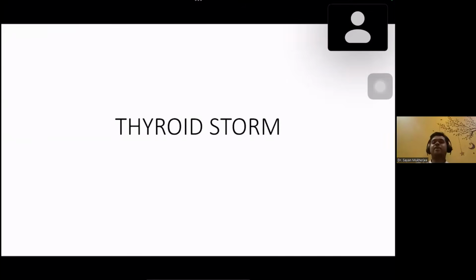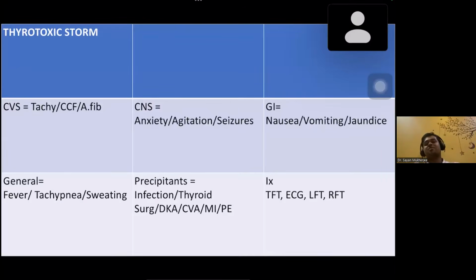The next topic is thyroid storm. I've covered it very briefly. Basically, it's hyperthyroidism leading to certain life-threatening features, you can say. I've just classified the features system-wise. So the patients will be tachycardic. And you must remember if a patient has a background of heart failure, it can precipitate heart failure due to thyrotoxicosis. And atrial fibrillation is also very common in patients of thyrotoxic storm. CNS: agitation, anxiety, things like that. In gastrointestinal: nausea and vomiting, very general things.